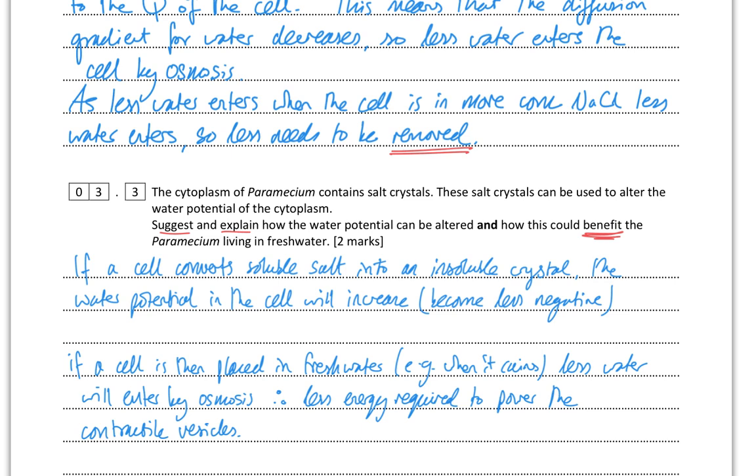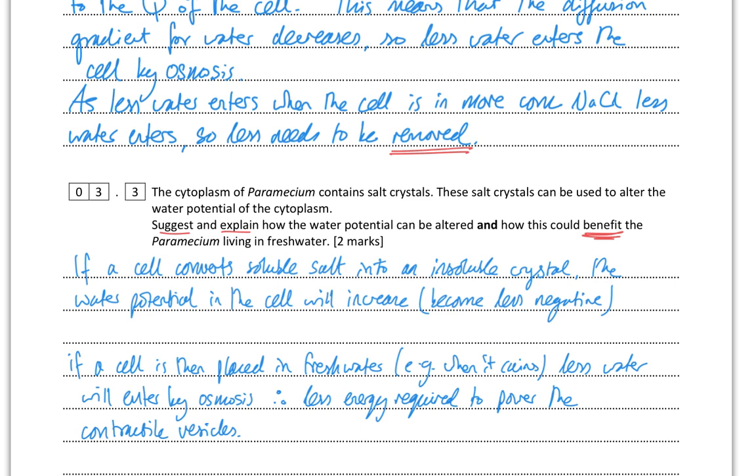And then if I place a cell in fresh water, when it rains, so these live in fresh water. It's going to rain, and the water is going to get more pure as it dilutes whatever salts are in the actual pond to start with. So yeah, less water will enter by osmosis.